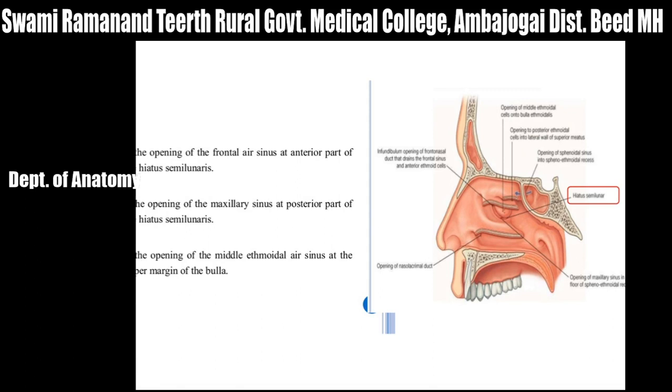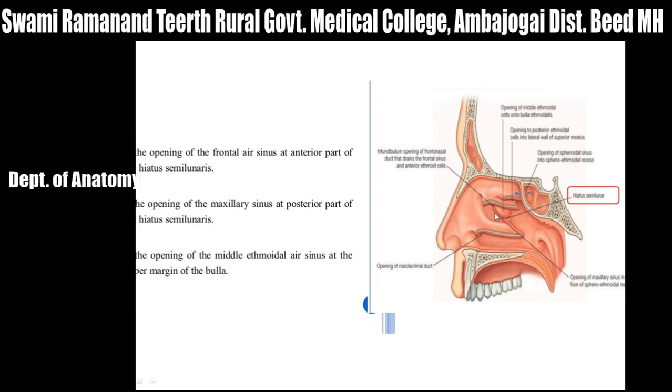So what are the openings present in the middle meatus? The frontal air sinus opens in the anterior part of the middle meatus, at the infundibulum. Next is the opening of the maxillary sinus, which is in the posterior part of the hiatus semilunaris. The opening of the middle ethmoidal air sinus is at the upper margin of the ethmoidal bulla, and in the anterior part of the hiatus semilunaris there is the anterior ethmoidal air sinus.